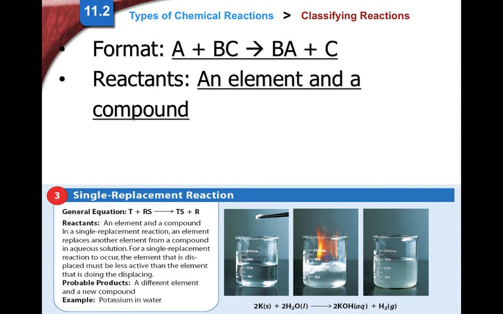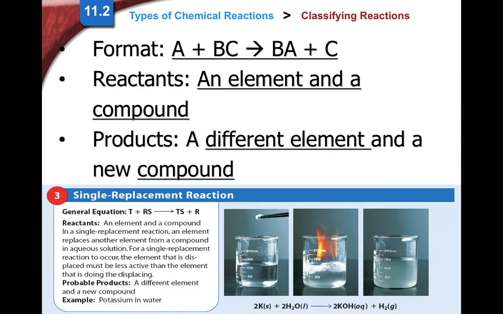So the reactants, you always are going to have an element reacting with a compound, and the products, you're going to have an element and a compound. It's just going to be a different element and a different compound.